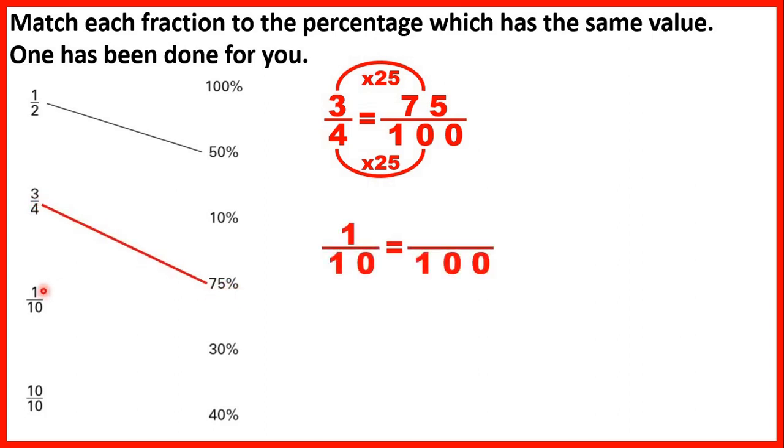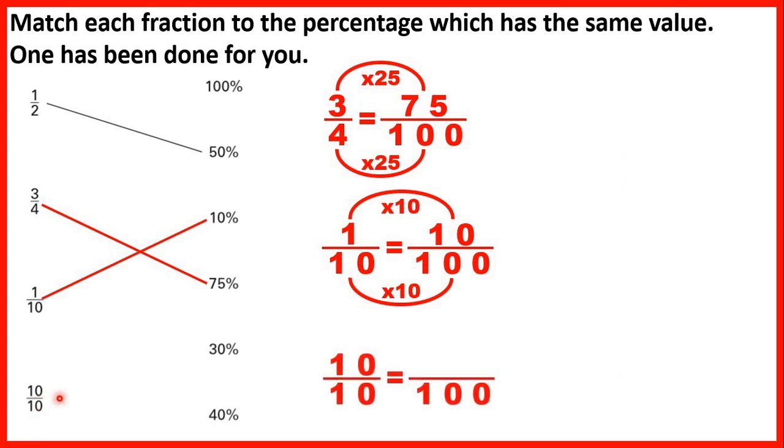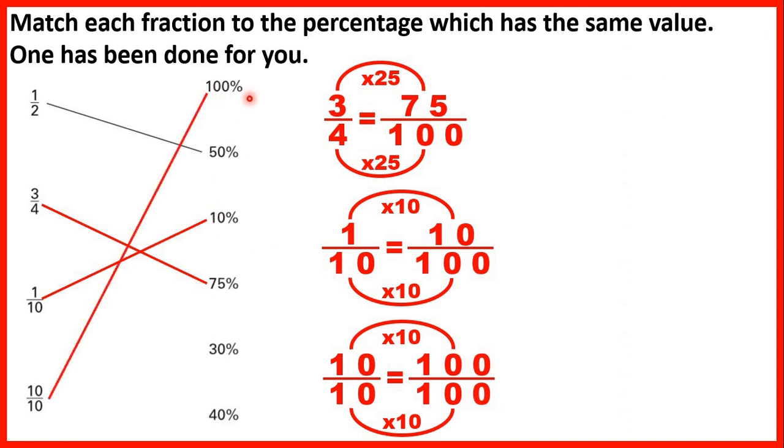Now we have 1/10. We can find an equivalent fraction with a denominator of 100. 10 times 10 is 100, 1 times 10 is 10, so 1/10 is the same as 10% because it's equivalent to 10 hundredths. And now we have 10/10. That's the same as 1 whole because 10/10 is equivalent to 100 hundredths, so that's 100%.